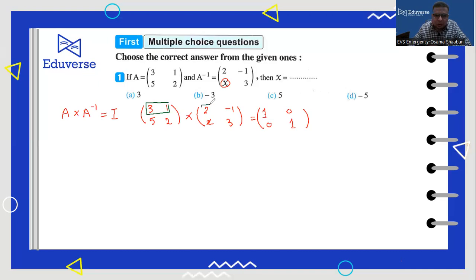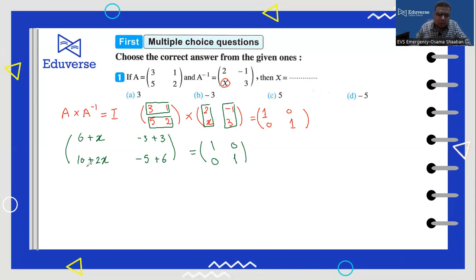So when you multiply, you multiply the first row by each column in the other matrix. So 3 times 2 will be 6, plus 1 times x will be x. Then 3 times negative 1 will be negative 3, plus 1 times 3 will be 3. Also the second row: 5 times 2 will be 10, plus 2 times x, 2x. 5 times negative 1, negative 5, plus 2 times 3, 6. Equal 0, sorry, 1, 0, 0, 1.